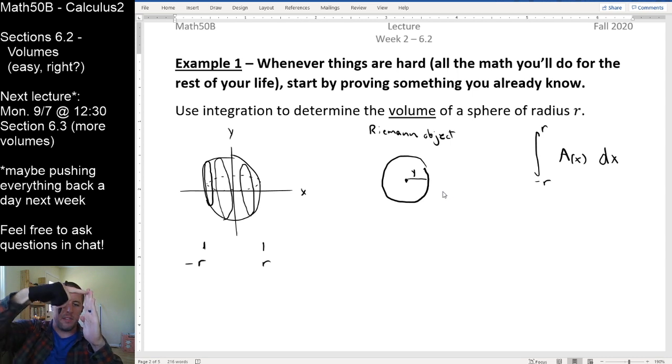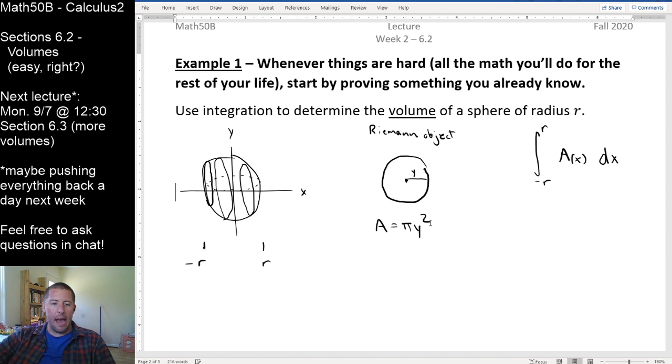It's the x-axis up to the highest point. Its y value is its edge value up there. And so in that case, our Riemann object's area is going to be pi y squared. Now, there's just one issue with this, which is that this is not an area that's defined by x values. It's defined by y values.